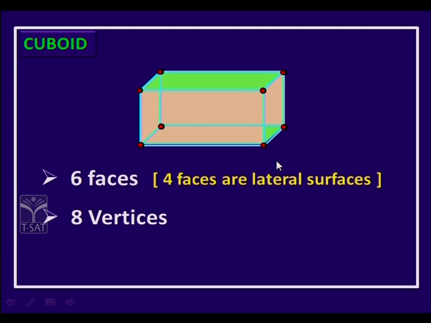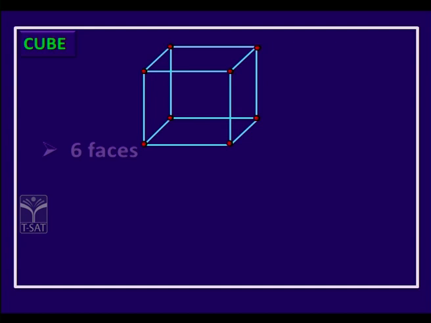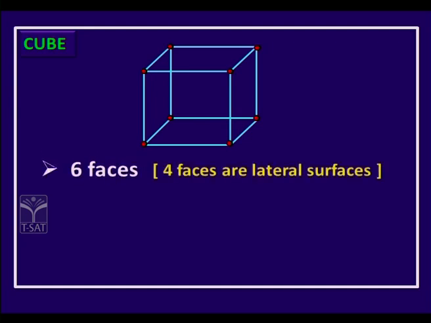Now, apart from 8 vertices children, it also has 12 edges. Now, what are the edges here? These are the edges children, this line segment, 1, 2, 3, 4. In a similar way here also we have 4, so total 8, this is 9, 10, 11 and 12. Okay? So there are 12 edges for a cuboid. Got it children? Now, similarly, if we consider a cube also, it has 6 faces, again of that 4 are called lateral surfaces, and you can see there are 8 vertices also, and at the same time you can notice there will be 12 edges.